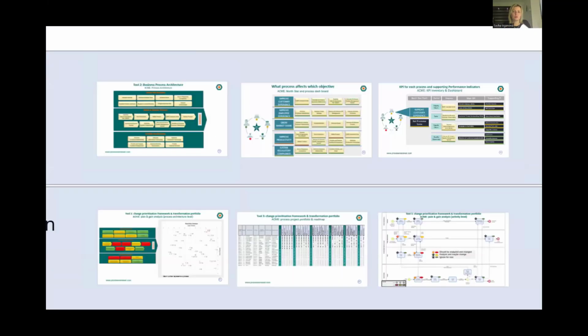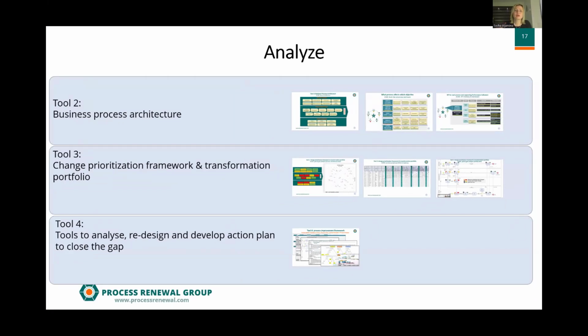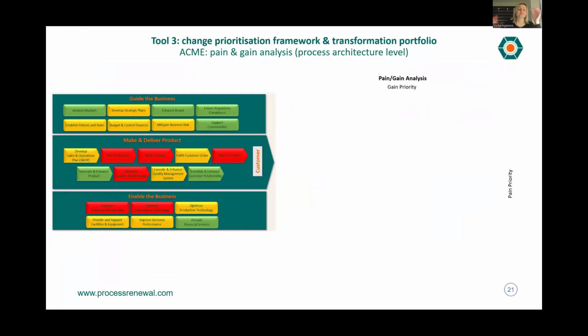So that's about the dashboard, about the business process architecture and how you connect it to the measurements. The next set of tools in here is really change prioritization. So now we know red, yellow, and green. If you take a look once again at the process architecture, now we kind of know which process is where: yellow, green, yellow, and red.